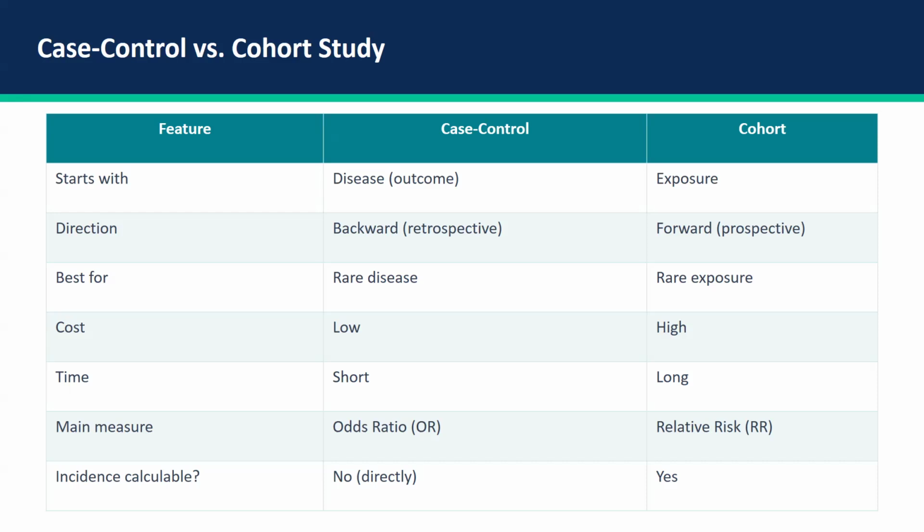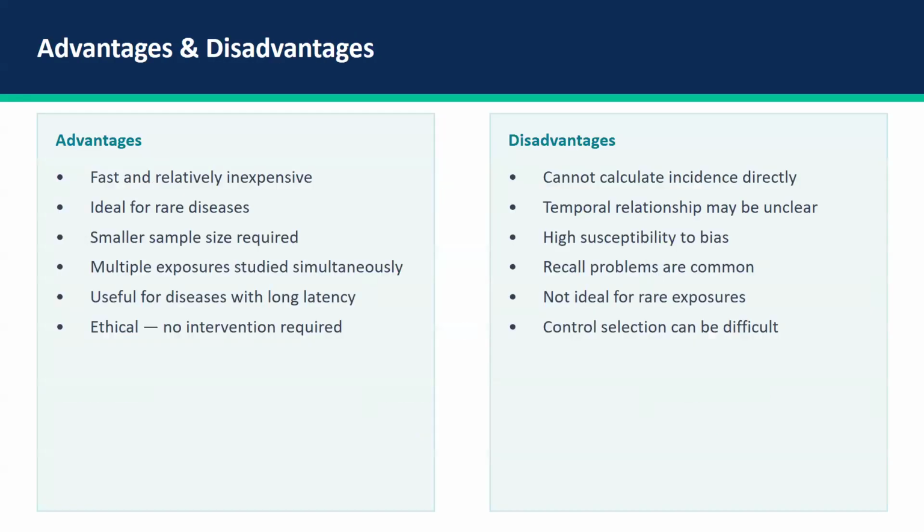Case control is best for the rare diseases, and cohort is best for rare exposure. The cost is less in case control and more in cohort. Time required is less in case control, and more time is required in cohort. Main measure of association is odds ratio in case control and relative risk in cohort. And incidence is not directly calculable in case control, but it can be calculated in the cohort study.